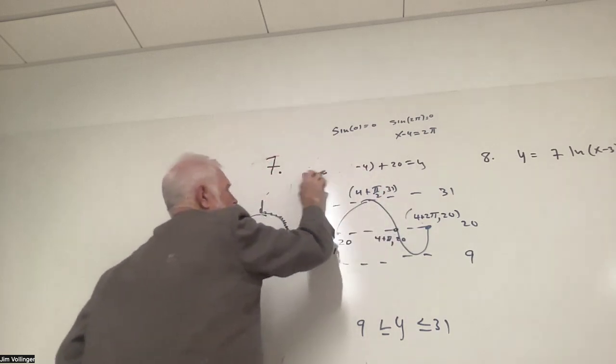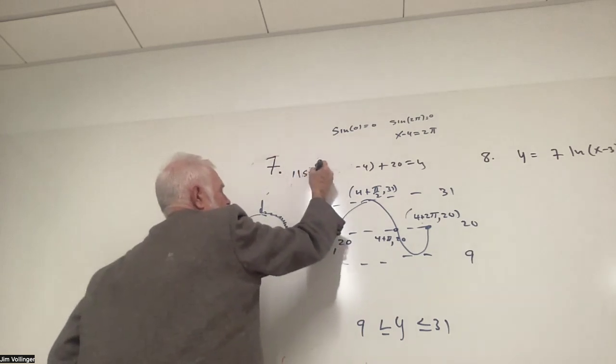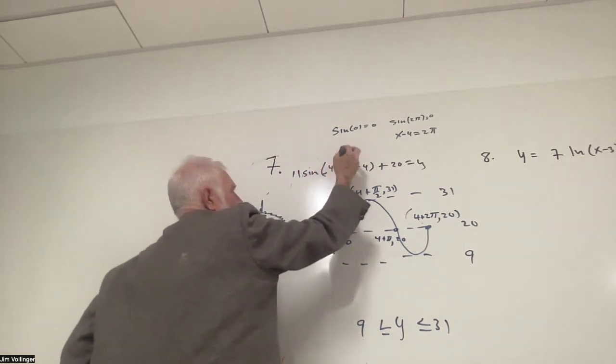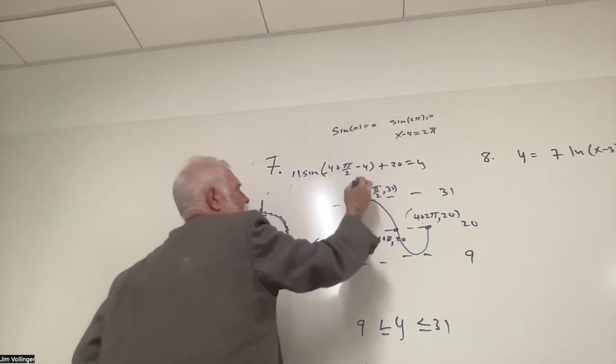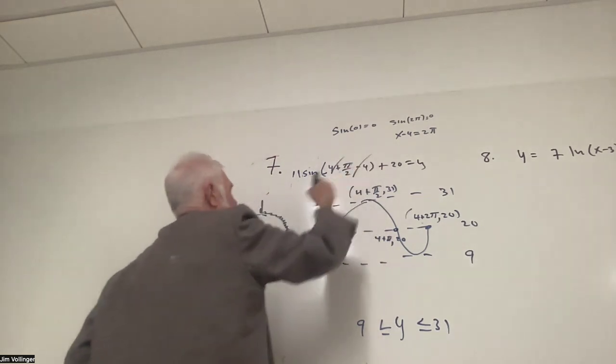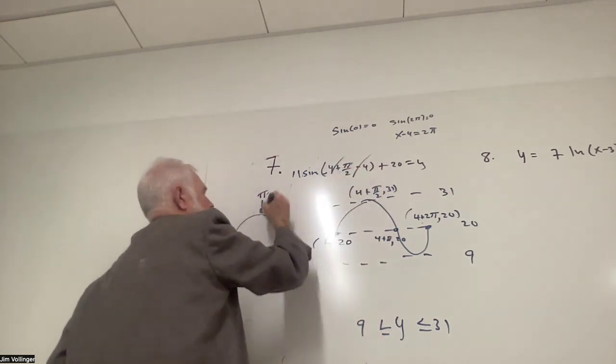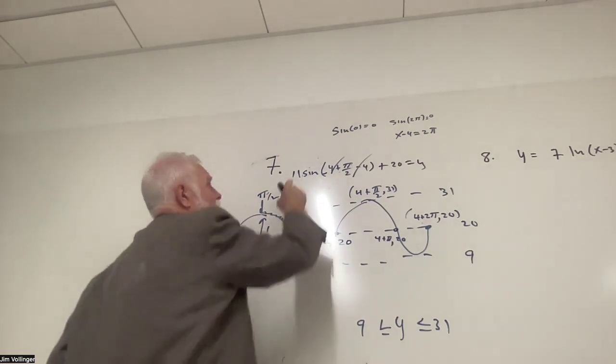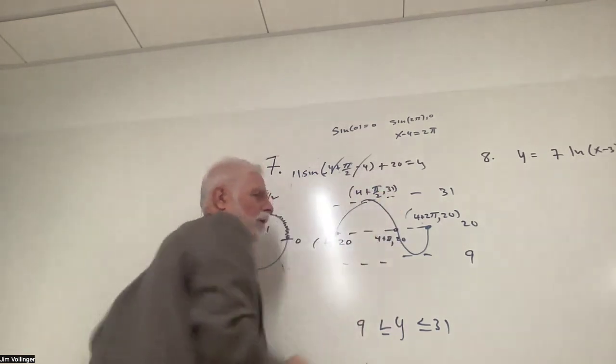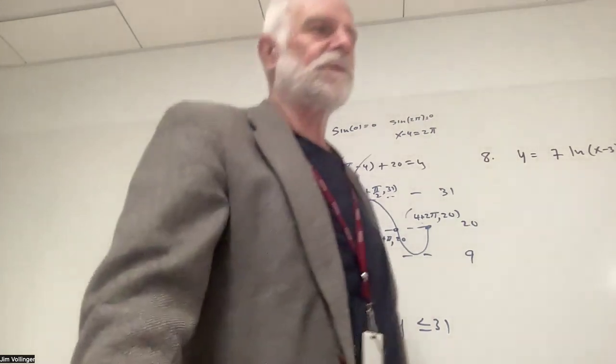Let's move this over. 11 sine 4 plus pi over 2. What happens to the 4s? They cancel. Where's pi over 2? It's right there. That's a maximum of 1 times 11 plus 20, 31. Helps to start to see how those numbers work.